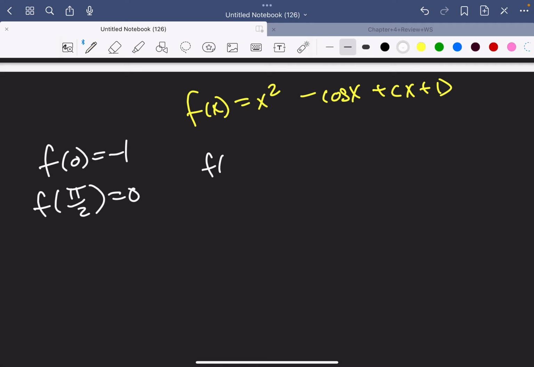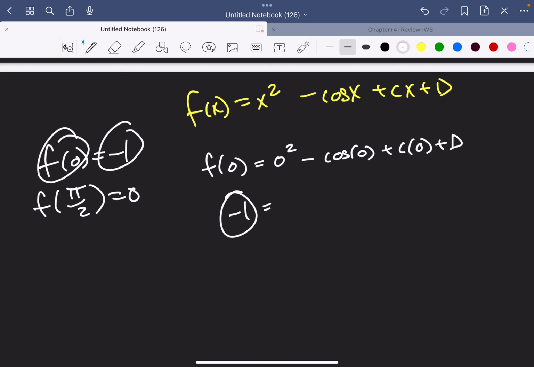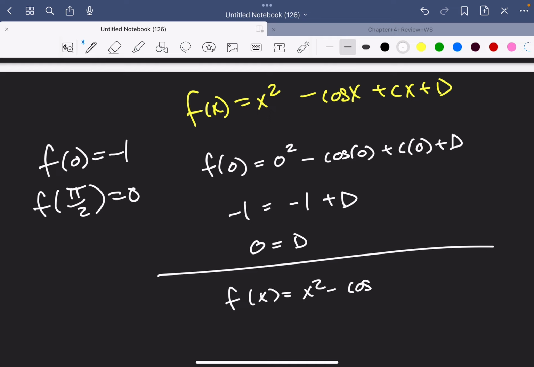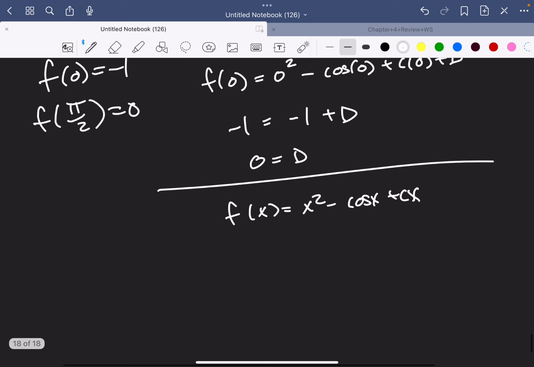Well, if you do f of 0, I think you see that you get 0 squared minus cosine of 0 plus c times 0 plus d. Well, the cosine at 0 is 1. So first, this is that, which is where this comes from. And then this should be negative 1 plus d. So we get that d equals 0. So then that means that f of x is x squared minus cosine x plus cx, because d is 0.